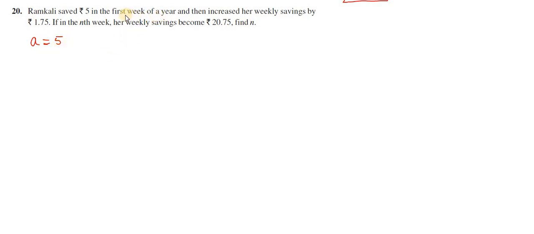Then she increased her weekly savings by rupees 1.75, so d is equal to 1.75. Then in the nth week her weekly savings become 20.75, so here they have given a_n is equal to 20.75. Why? Because they're telling that at the nth week, that is a_n, her weekly savings become 20.75. So we need to find n. How many weeks does she take to make that 5 rupees as 20.75 rupees? Here also rupees, and even here also rupees.